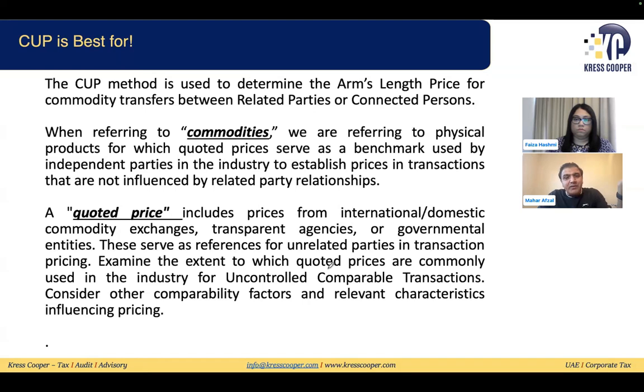For physical products for which quoted prices, such as the benchmarks used by independent parties, are usually available in the market, we can take the quoted price as a transfer price. If the quoted price is not available, then we need to look at the CUP. Principally we need to go for external CUP. If external CUP is not available, then we need to go for internal CUP. If the price is the same as I mentioned earlier, then this is fine. If the price is different, then we need to make the adjustment based on the circumstances.